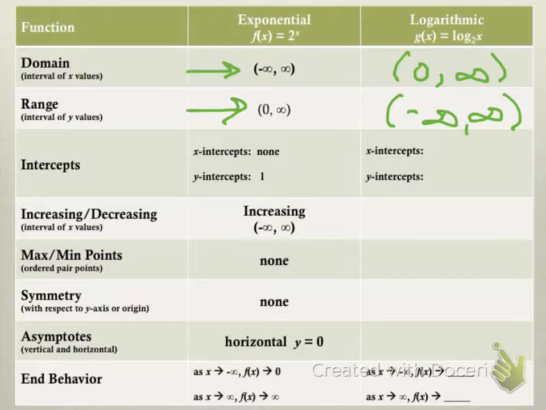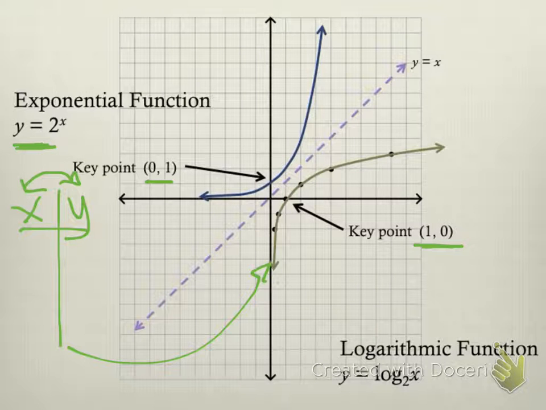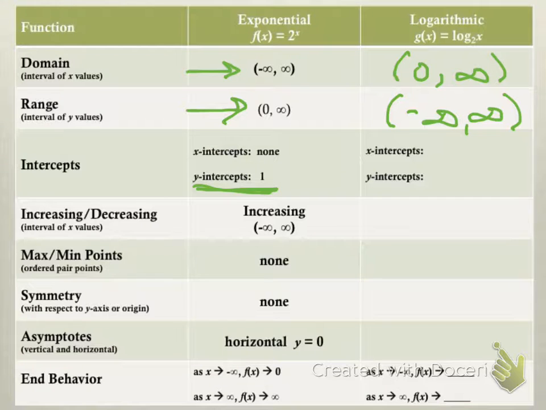Now for the intercepts, remember we had no x-intercepts, but a y-intercept at 1 when we were talking about the exponential. But now, because we flip-flop that, we have an x-intercept on the logarithm and no y-intercept. So now the x-intercept is at 1 and the y-intercept is none.